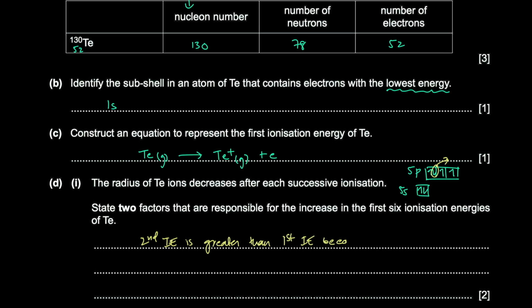because the first electron removed experiences spin pair repulsion.